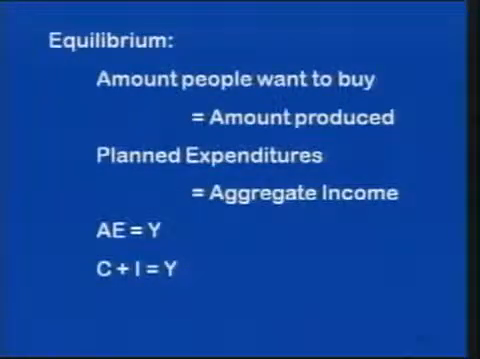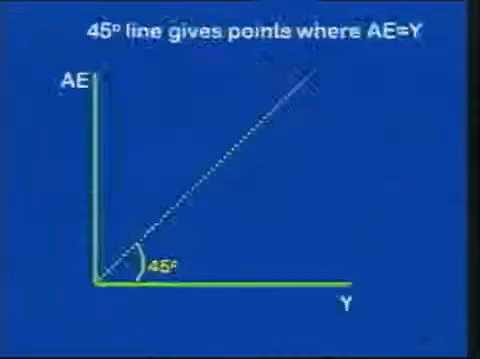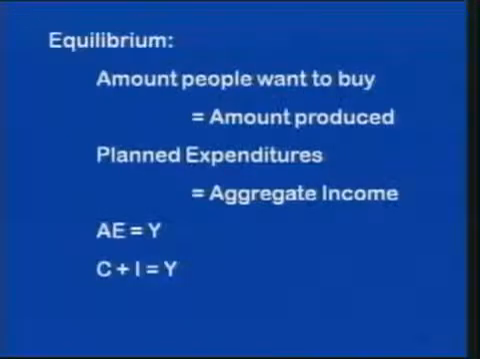So equilibrium, as I've stated before, is when the amount that people want to buy is equal to the amount that is actually produced. That's AE equals Y. Or, given that we now have our aggregate expenditures broken into 2 parts, the amount that people consume and the amount that firms invest has to equal the amount that we're producing, or else we're not at an equilibrium. So where on the graph that I previously showed could there be an equilibrium?